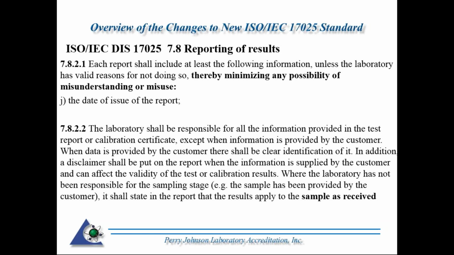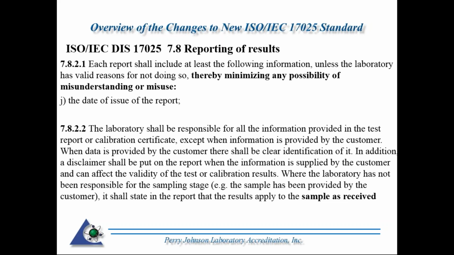Now, the highlighted area is different. That's an addition. And what's changed, currently there's a list of common elements for calibration and testing labs, things like date of test, the name and function of the individual authorizing the report. Something that's been added there is the date of issue of the report. That is the date you actually release the report to your customer. So that's an addition.